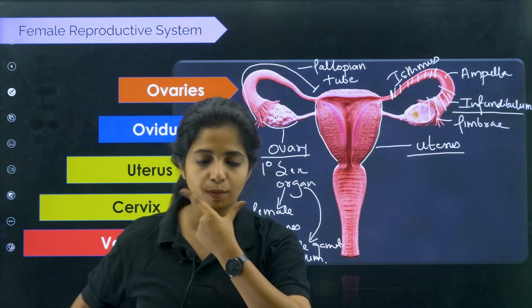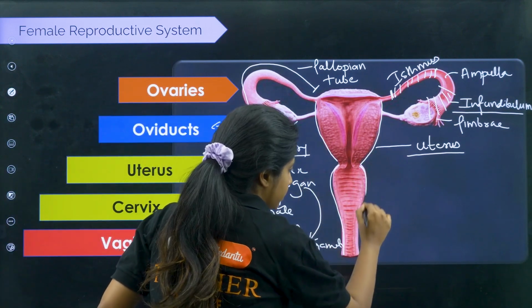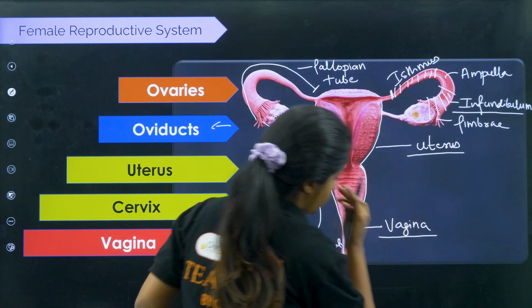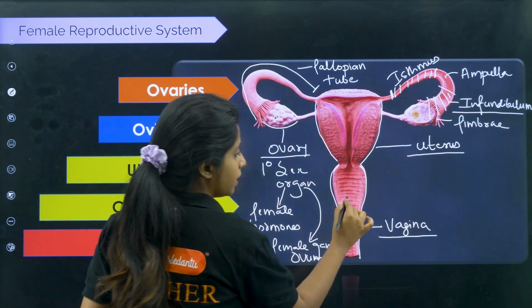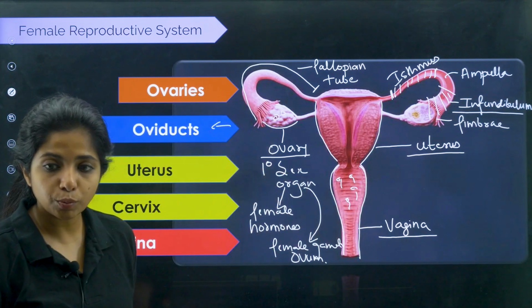How does it get inside the female body? With the help of a structure which is known as the vagina. This is the vagina, my dear children. Through here, the sperms are being transported.